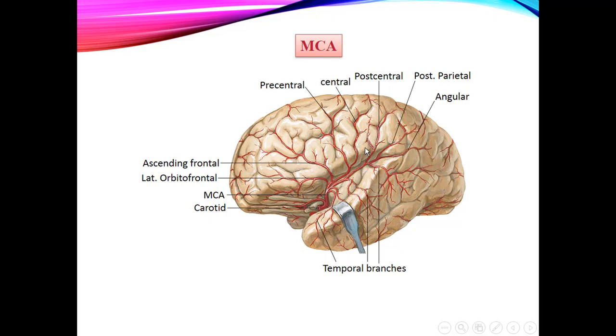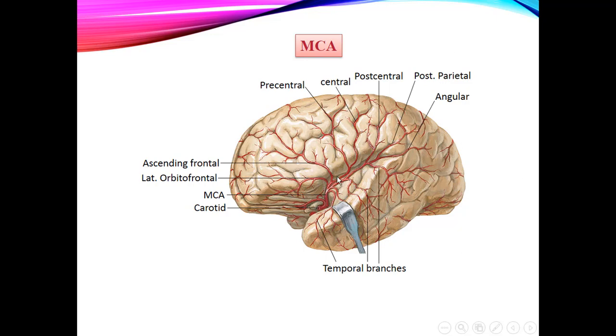So occlusion of this artery may result in plegia or paralysis in the upper limb and head and neck, and also loss of sensation in the upper limb and head and neck.